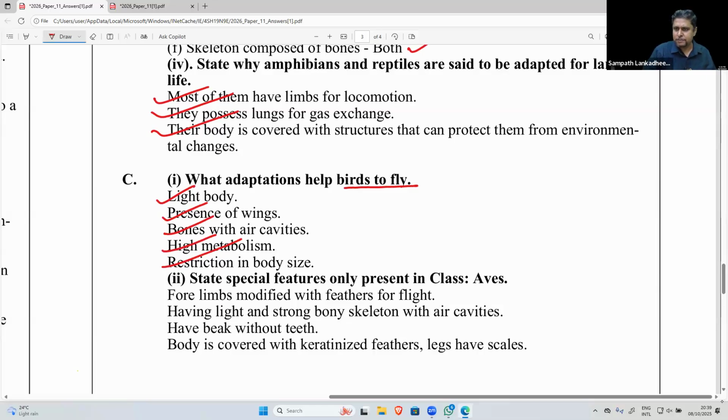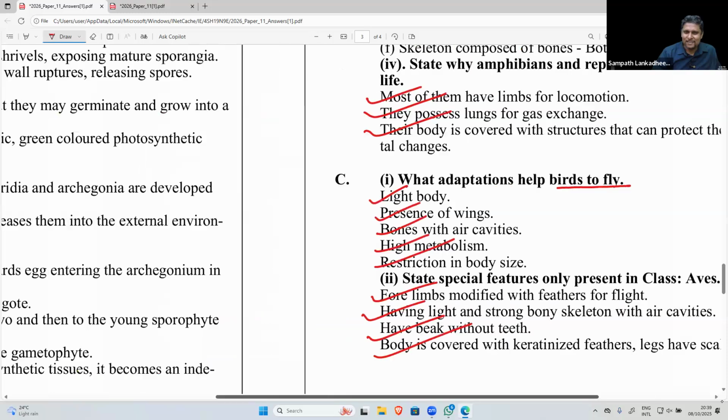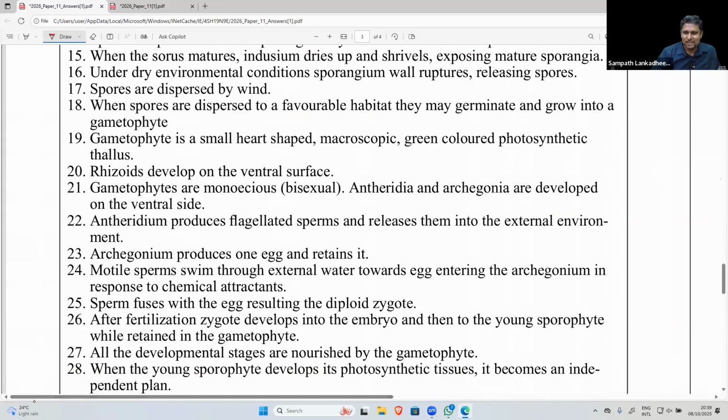State special features found only in class Aves. Front limb modified into wings with feathers. Having a light and strong bony skeleton with air cavities. Beak without teeth, body covered with keratinized feathers. Legs have scales. Scales present on their legs.